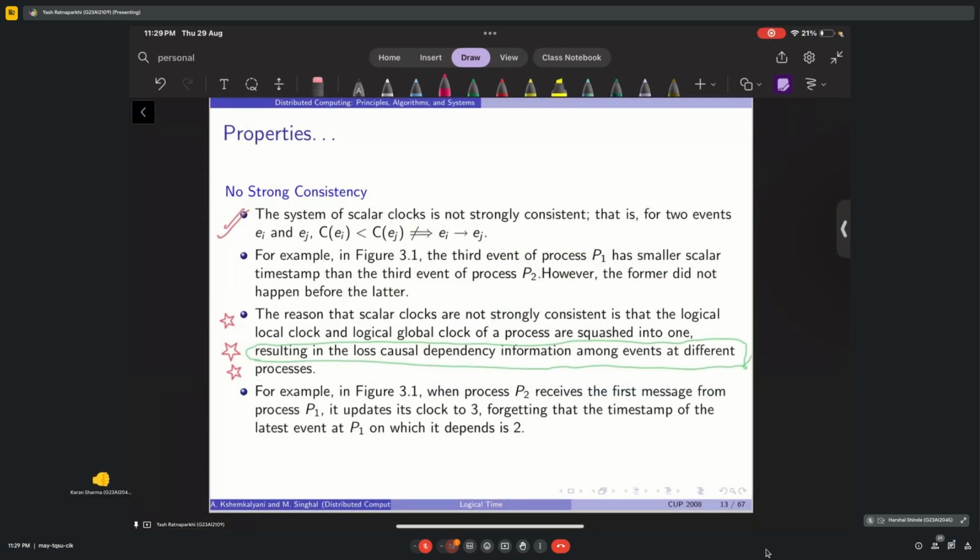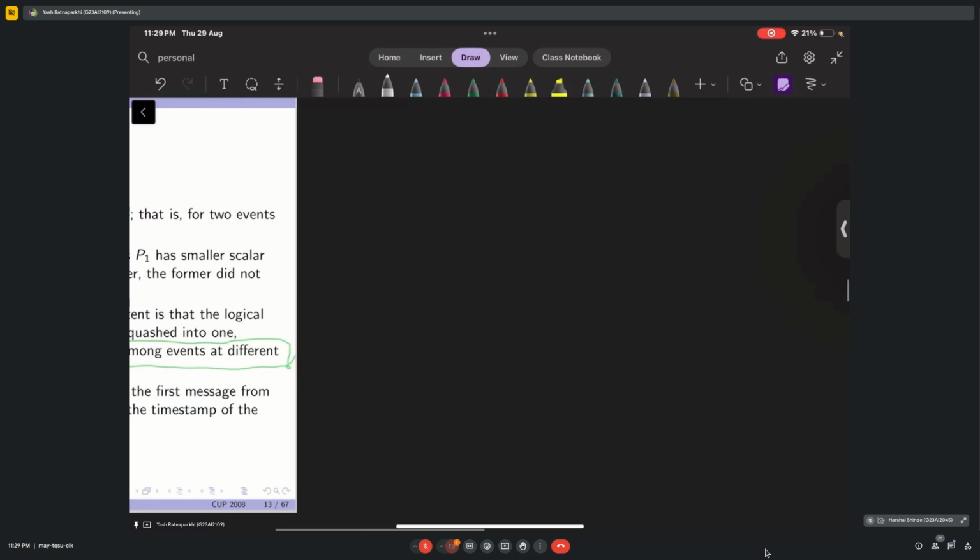Okay. So now the system of scalar clock is not strongly consistent. That is, for two events Ei and Ej, if C of Ei, or I can say the timestamp of Ei, is less than the timestamp of Ej, that does not signify that Ei has happened before Ej. Why? Because, just understand this particular graph.